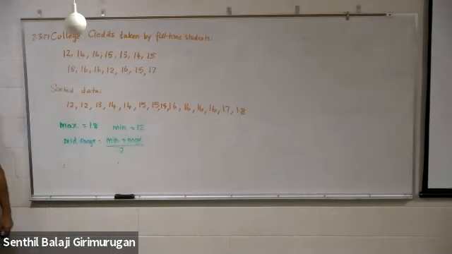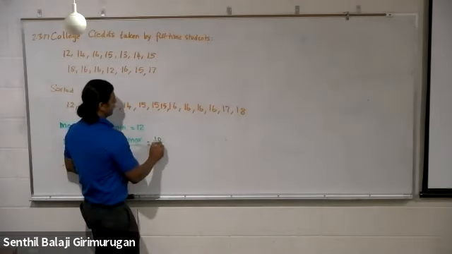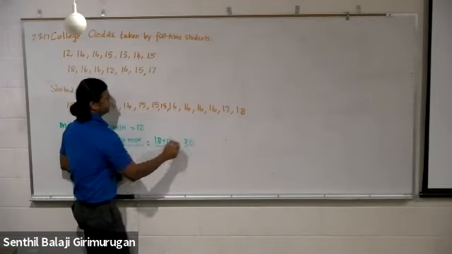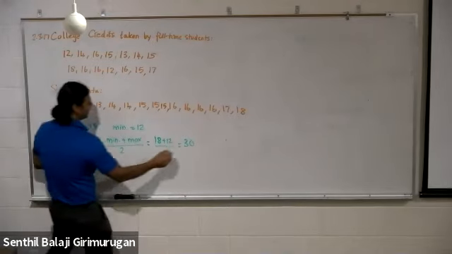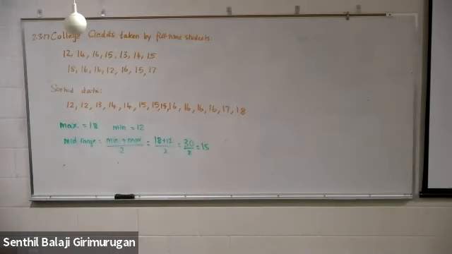Minimum plus maximum divided by 2, which is 18 plus 12 over 2. We end up getting 30. Oh, 30 divided by 2, 15. We'll do the mean at the end.